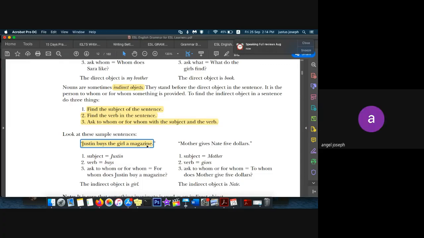Okay. Both of them are objects. The subject's action is falling on both of them. So both of them are objects, but one is direct, one is indirect.